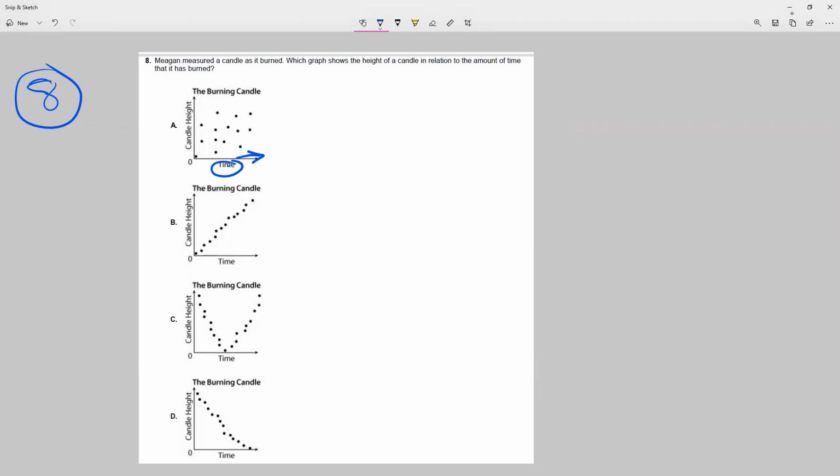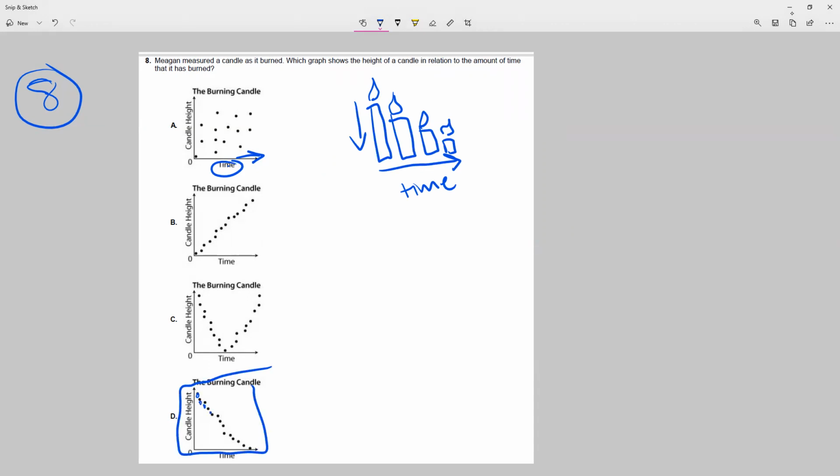So in real life, if you think about it, over time, the candle, which started out tall, is going to get shorter and shorter and shorter, right? So the idea is that as time moves forward, the candle is going to get shorter. So you're looking for something that's going to match this, right? This height of the candle here just keeps getting smaller and smaller and smaller, kind of like the picture I just showed. So this has a negative trend or relationship or slope or whatever it is that you're using to describe that relationship.